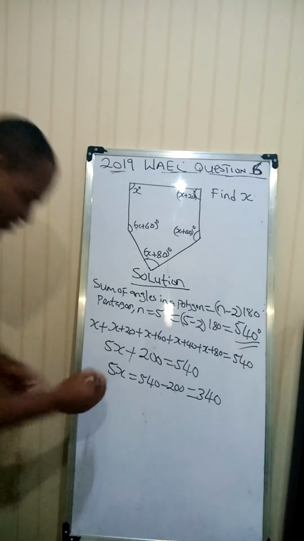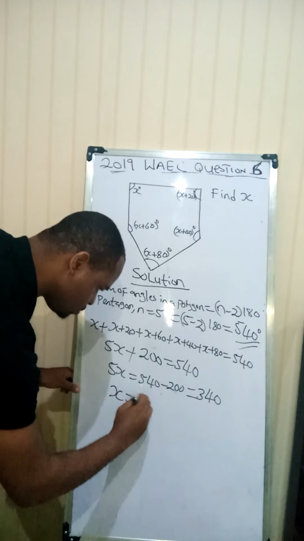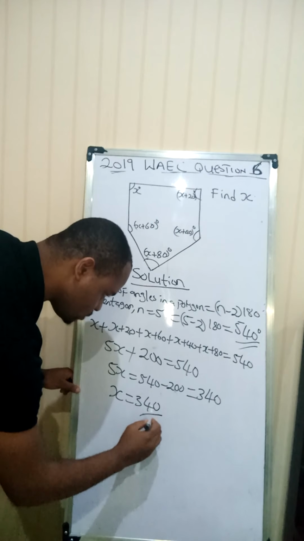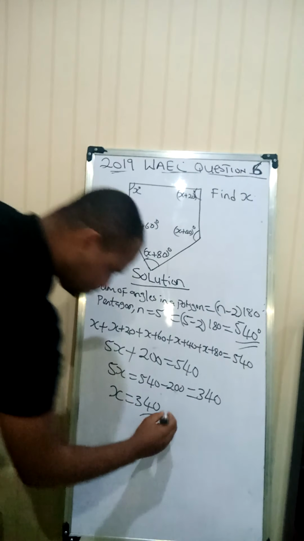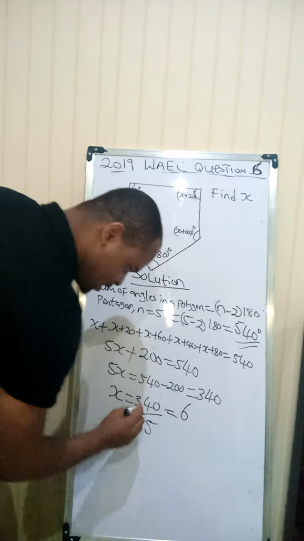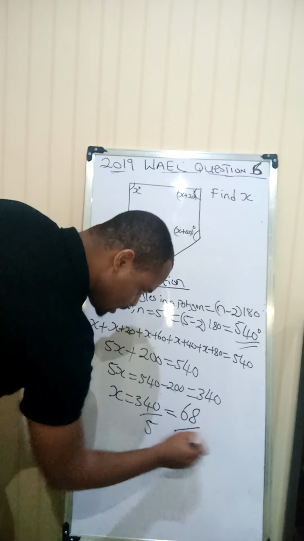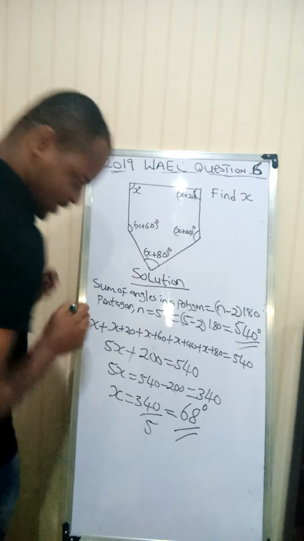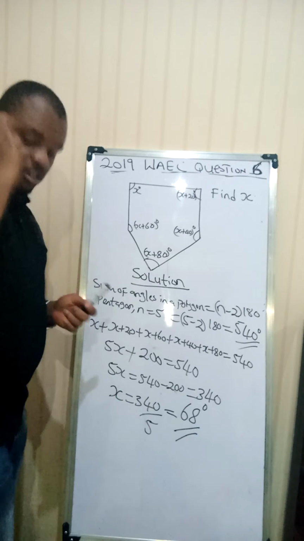So what's my x? I will divide both sides by 5. So I'll have x equal to 340 over 5. Dividing, 5 in 34 is 6, remainder 4, then 5 in 40 is 8. So I have my x as 68 degree. Alright, we've gotten the value for x. That solves question 6 of the 2019 WAEC examination.